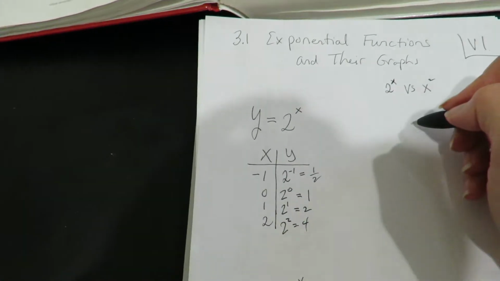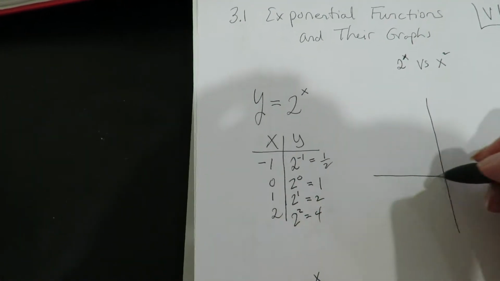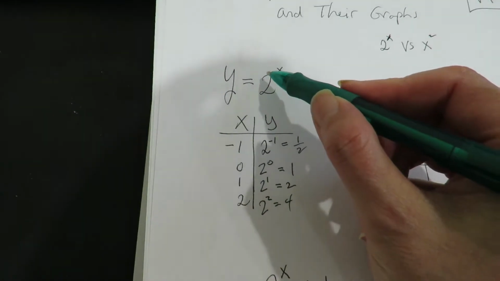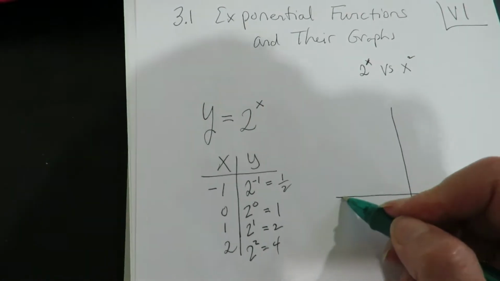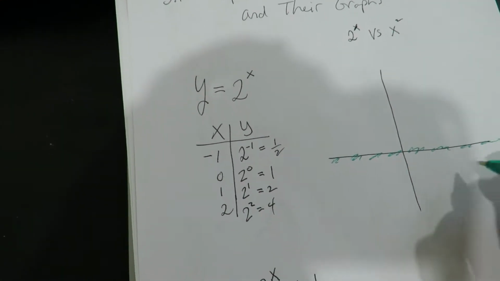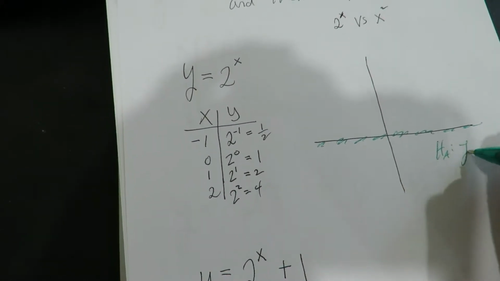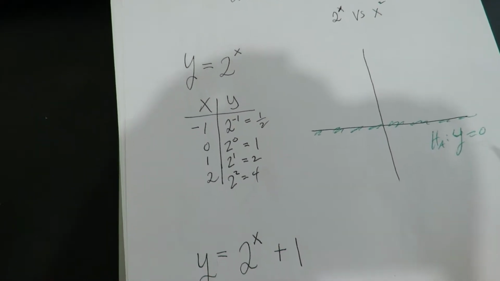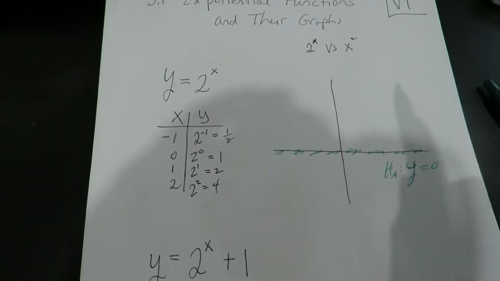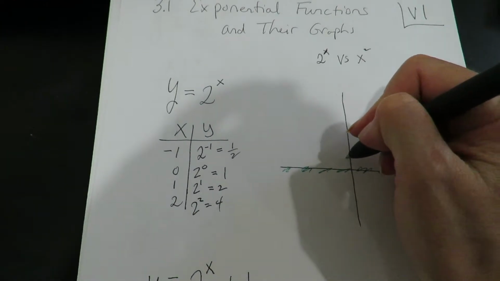Okay, so I just picked some values there, and I'm now going to graph that. And the other thing I want to point out is for a standard exponential function, it has a horizontal asymptote at y equals 0. Okay, I need you to memorize that. If you have a standard exponential function, it has a horizontal asymptote at 0.